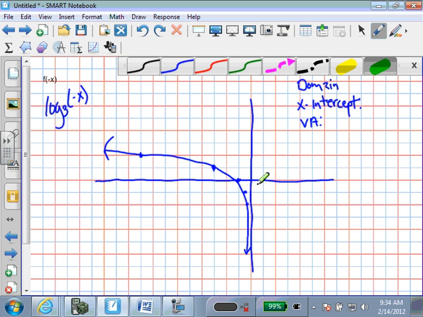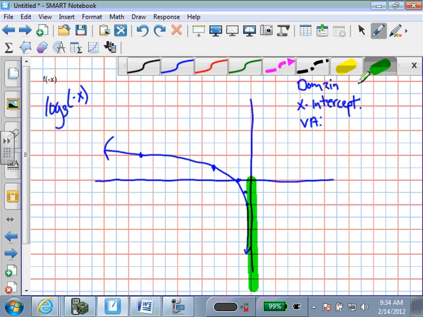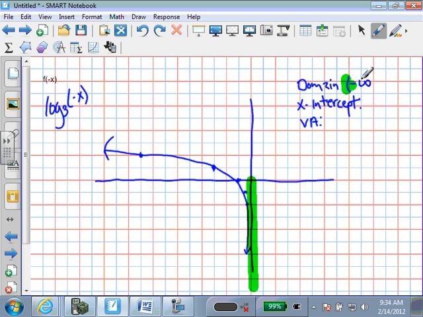Oops, my vertical asymptote. My domain is now negative infinity to 0. My x-intercept is at negative 1, 0, and my vertical asymptote is at x equals 0.